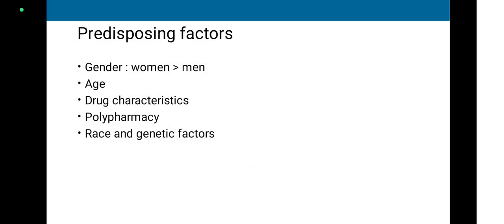For example, elderly patients have more ADRs. Why? Because they are taking multiple drugs. That is one cause, polypharmacy. Second reason, they have changes in their biological activities, like reduced metabolism, and they have multiple comorbid conditions. That all predisposes the patient to the occurrence of an ADR.